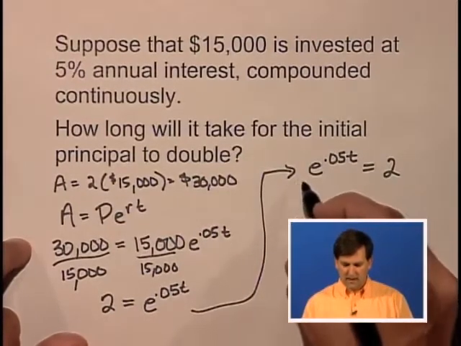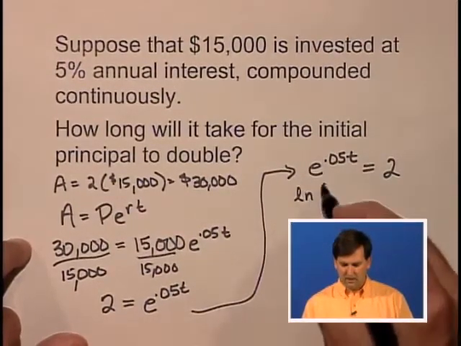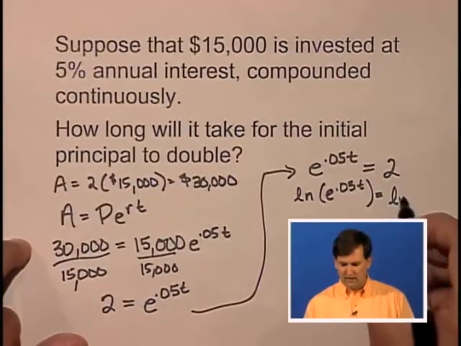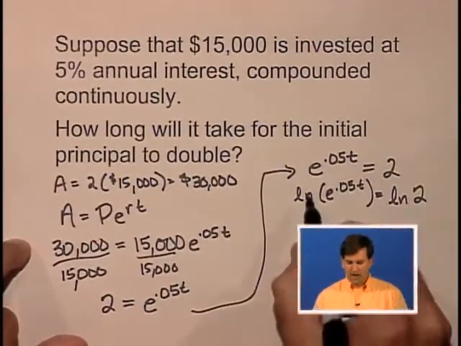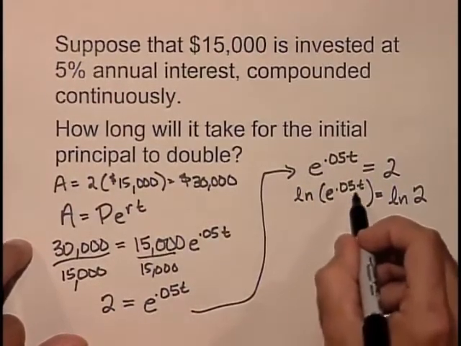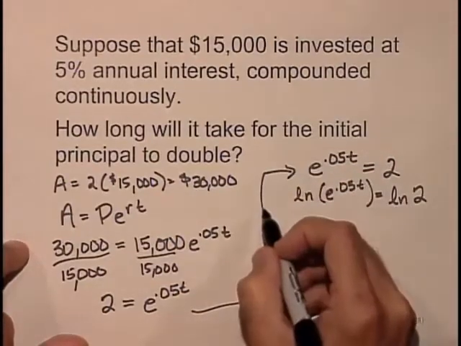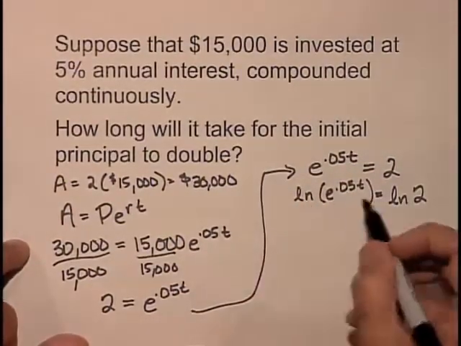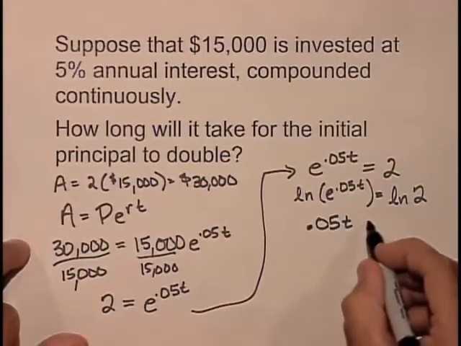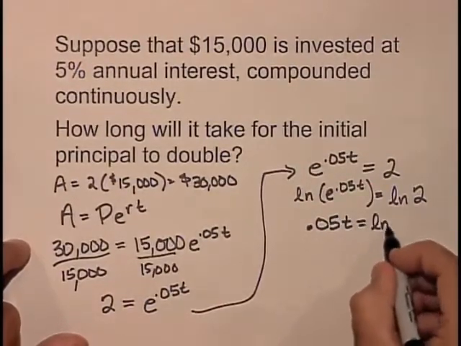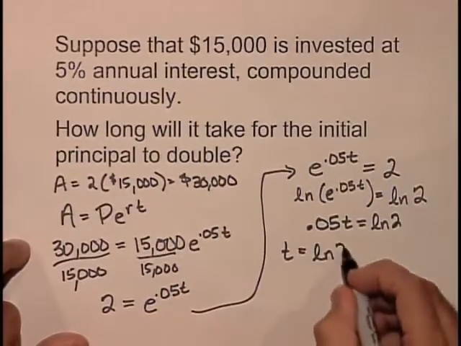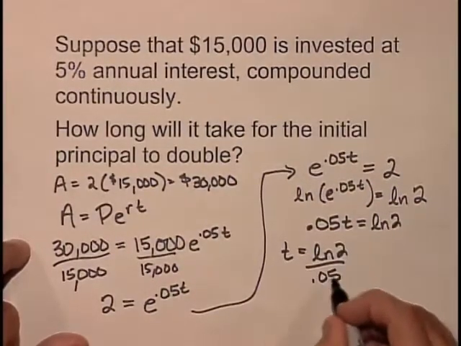So now we're going to take the ln of both sides. So we have the ln of e to the 0.05t is equal to the ln of 2. And the ln and the e are inverse functions of one another. They cancel, or if you want to think about this as the power coming down, the 0.05t coming out in front, and we have the ln of e, which is just 1. The left-hand side here just becomes 0.05t. The right-hand side is the ln of 2. And so we get t is equal to the ln of 2 divided by 0.05.